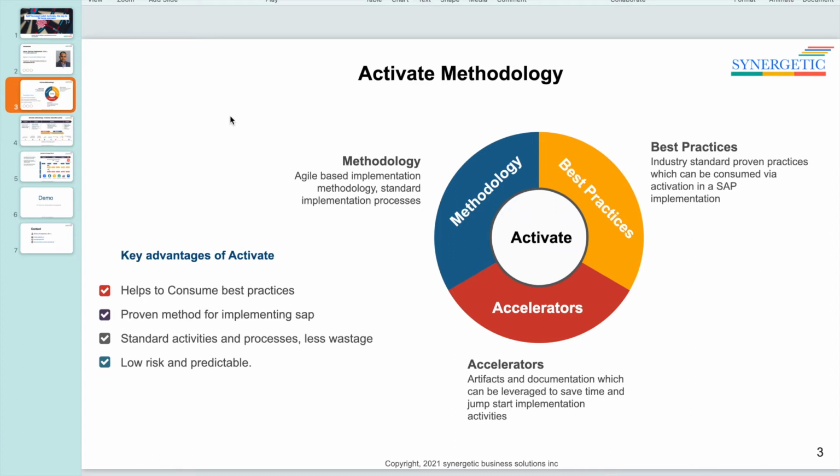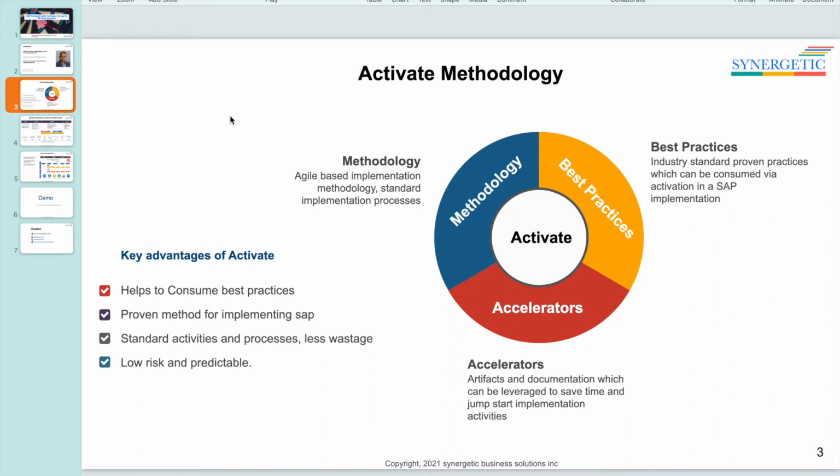So the first aspect is methodology or the framework or the ideology of the whole Activate. And the core is agile and lean. And second comes the best practices. And the third comes the accelerators. Accelerators are basically artifacts and help in certain cases. So you'll be able to use those to jumpstart a process in Activate methodology. Accelerators are very helpful so that you don't have to develop something from scratch.